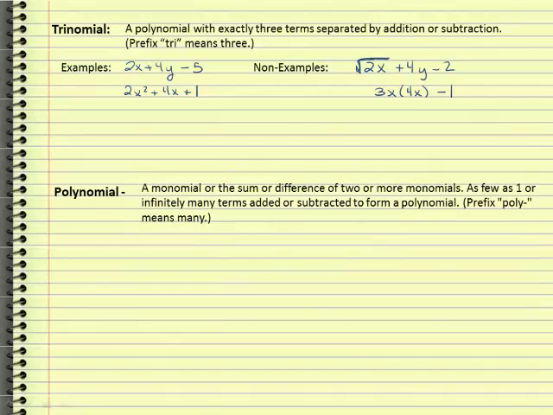And then you have a polynomial, which is the monomial, or the sum or difference of 2 or more monomials. So a polynomial can have as few as 1 or infinitely many terms added or subtracted. Poly means many, so even though it's 1, it's still technically a polynomial, but we call them monomials because there's only 1.